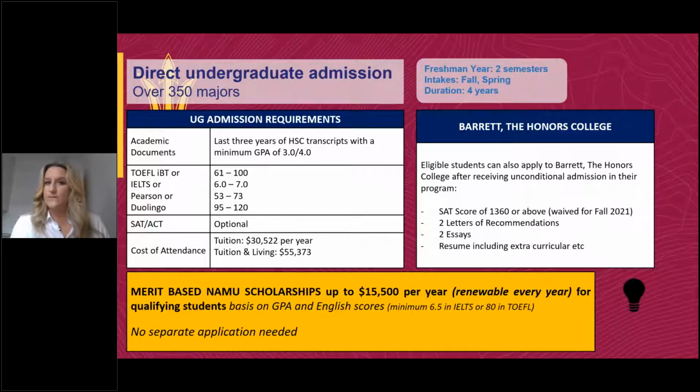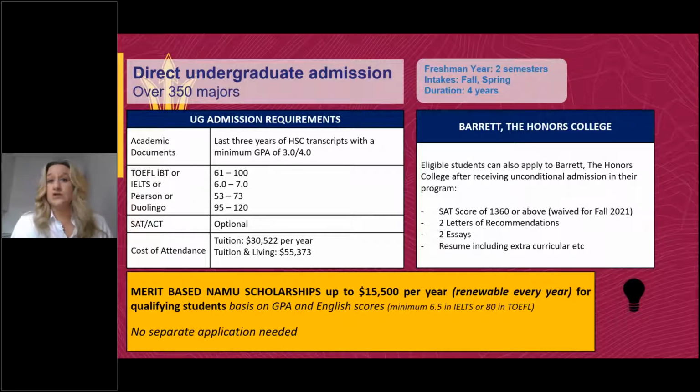IELTS, again, there would be a range depending on the program you're applying to, so it's important to do your research and make sure that you're able to provide the English language level needed as per the program you're applying to. It could range from a 6.0 for IELTS to a 7.0. Pearson, they could do a 53 to a 73. And Duolingo, they do accept that as well, and a 95 would be the university minimum, up to 120. Again, there's a range depending on your program.